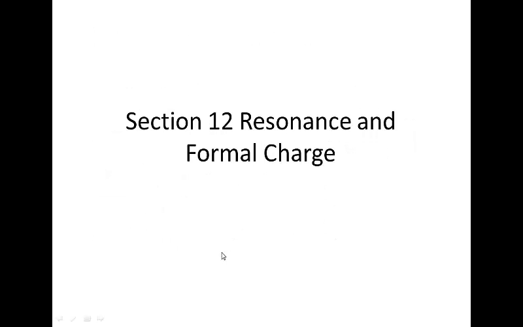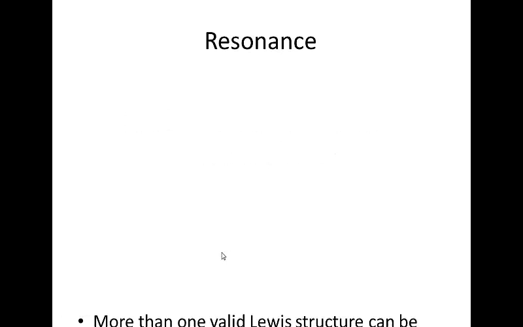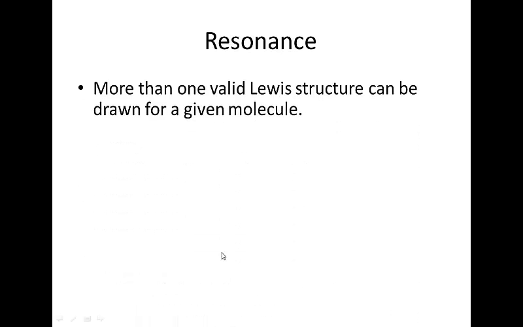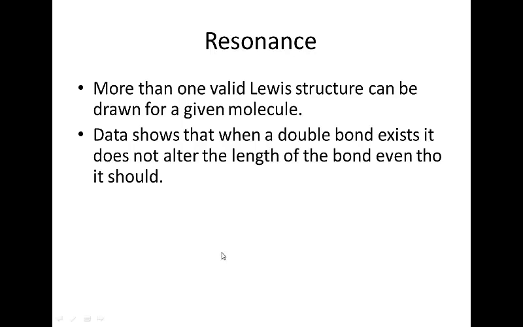Resonance will usually revolve around a double or triple bond in a molecule that is 3 or more atoms in the structure. Resonance means more than one valid Lewis structure can be drawn for a given molecule, and that Lewis structure will contain a double or triple bond and 3 or more atoms. Data shows that when a double bond exists, it does not alter the length of the bond, even though it should.